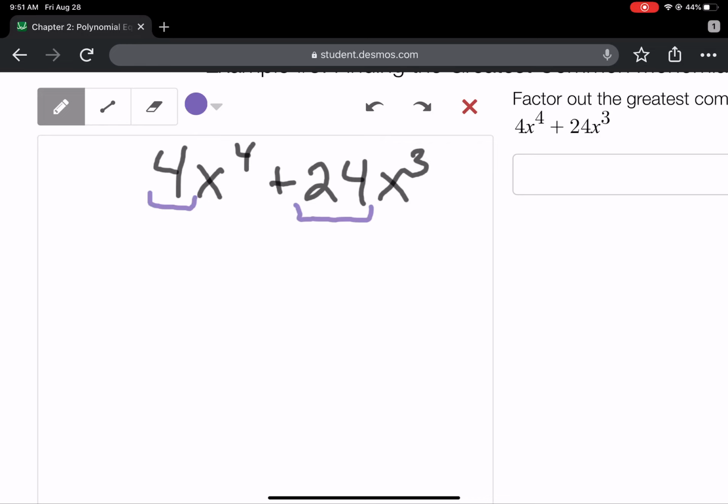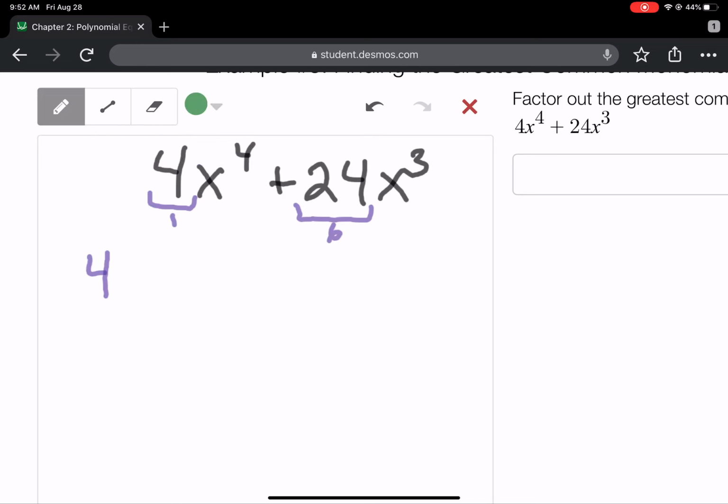If you go down the line and think about it, you know that the number is going to be 4, because 4 times 1 gives you 4 and 4 times 6 gives you 24. So that's the number we're going to focus on. We're going to pick 4. We can't go higher because there's no higher number that could go into both of these terms.